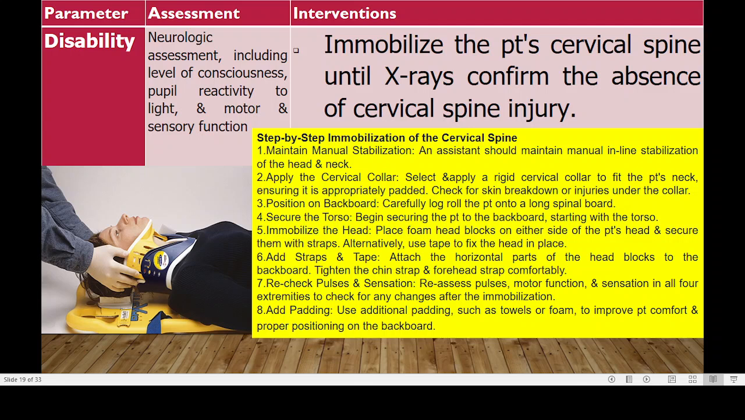and then check for skin breakdown or injuries under the collar. You position on the backboard, so you carefully log roll the patient. You don't lift the patient, log roll the patient onto a long spinal board. Then secure the torso, immobilize the head, add straps and the tape, then recheck pulses and sensation, then use additional padding such as towels or foam to improve patient comfort and proper positioning on the backboard. Intervention in disability, you need to immobilize the patient's cervical spine until X-ray confirms the absence of cervical spine injury.